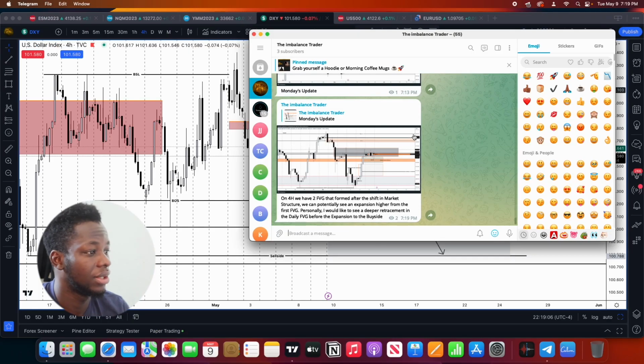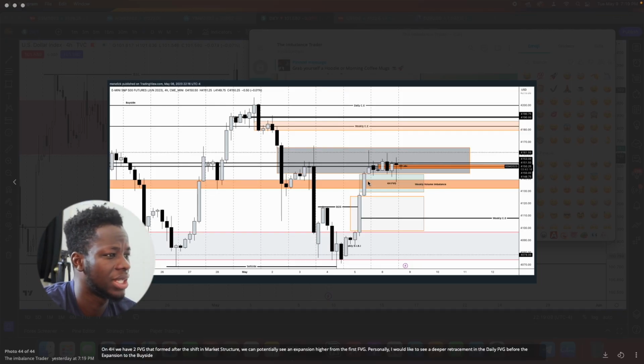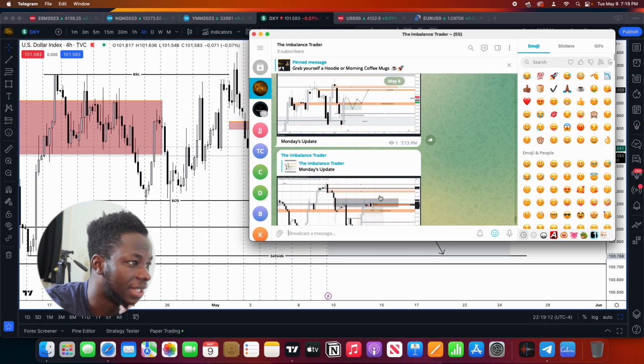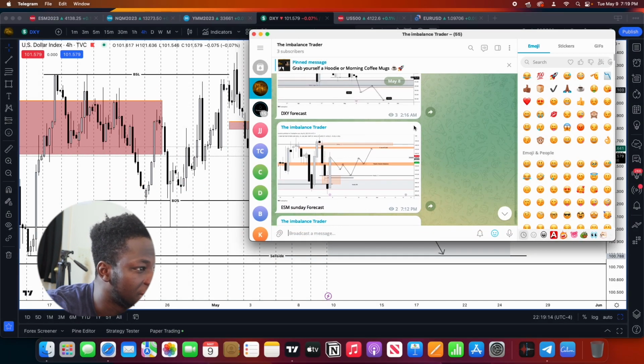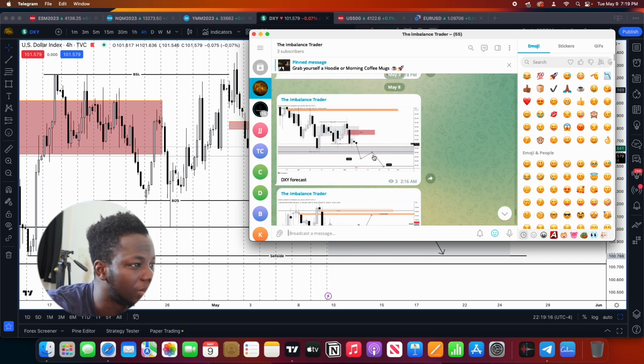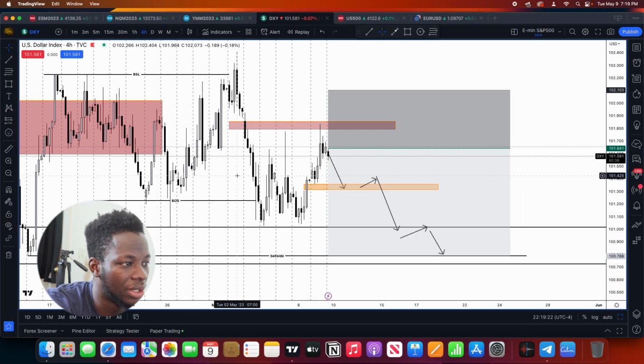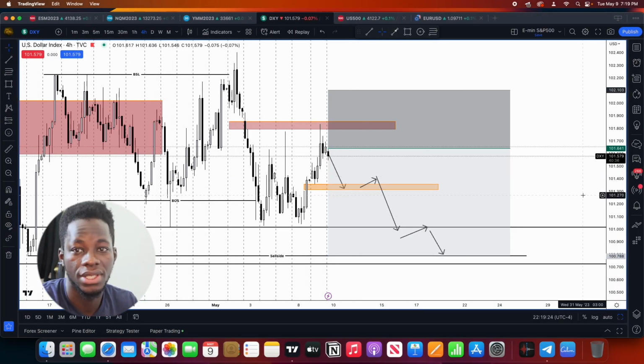So like today, that was my outlook yesterday on DXY, on ES, and this was my outlook on DXY. I'm still bearish on DXY, and that's kind of how I'm seeing it right now.